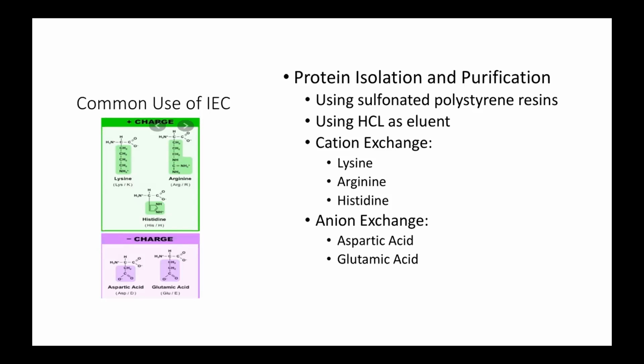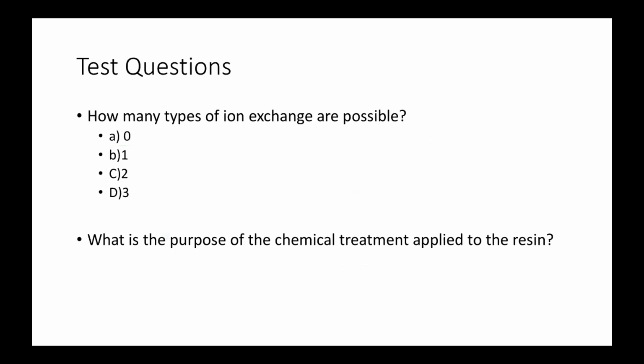If you were to look at lysine, arginine, and histidine, these are all positively charged. A cation exchange would be good for them because they would bind to that negatively charged stationary phase, allowing everything else that's not of interest to pass through. And then an anion exchange could be used for aspartic acid and glutamic acid, because those have negatively charged side chains, and so those would be attracted to that positively charged stationary phase. So that's a really common use for this kind of chromatography.